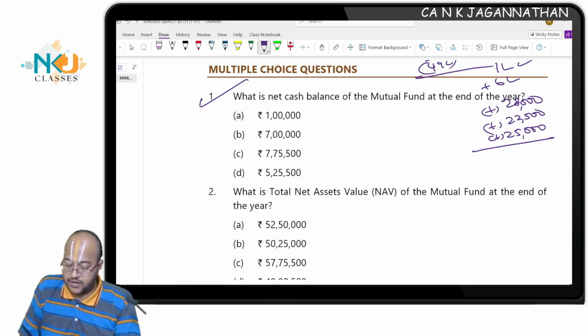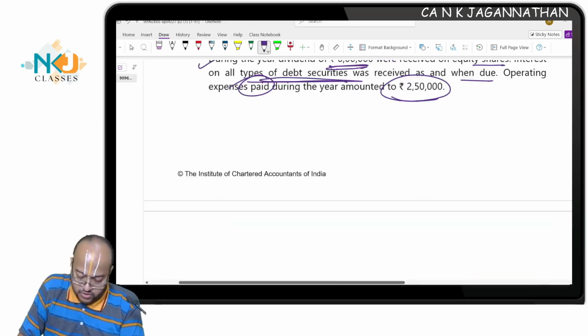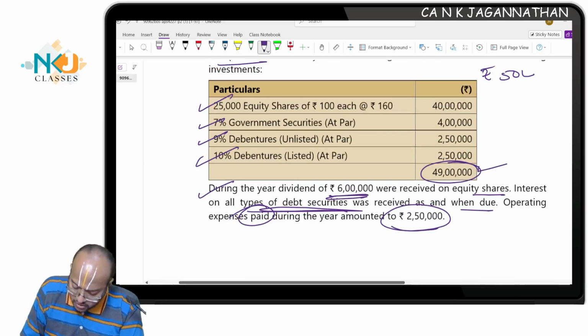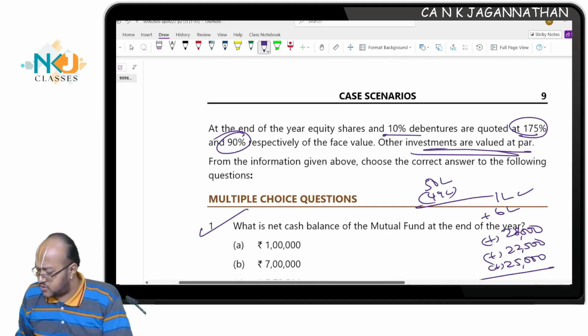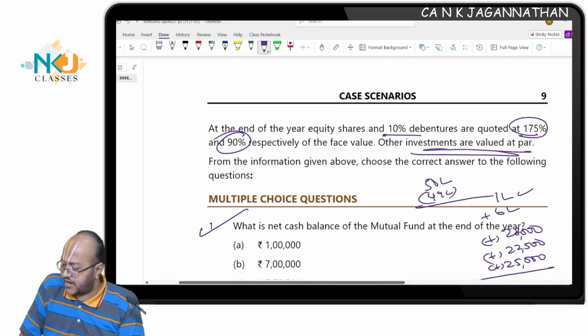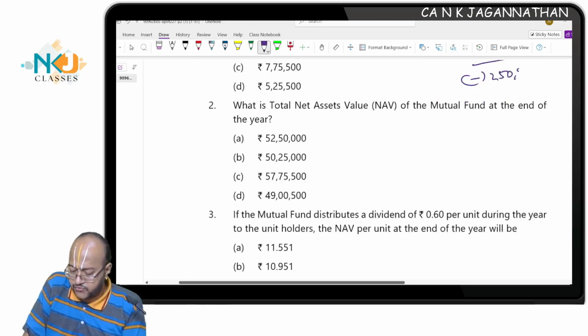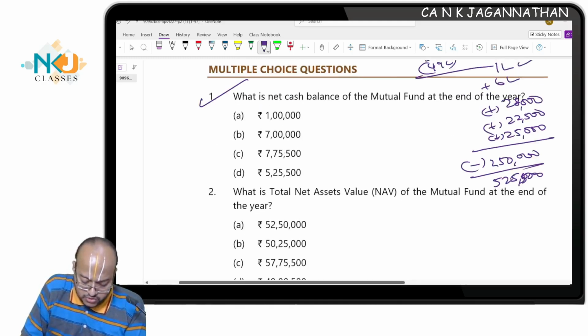7 lakh 75,500 minus the expenses. What are all the expenses paid? 2,50,000. Minus 2,50,000, how much is that? 5,25,500. Are you all understanding? So D is the solution.